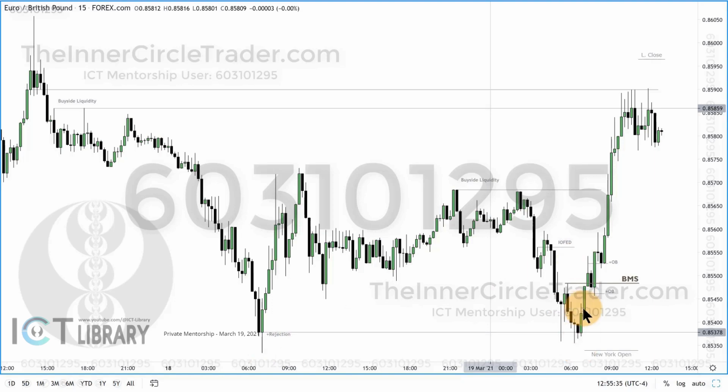Then market runs higher and takes out this short-term high. So this is now a bullish market structure. It trades through a short-term high and then trades back down into a fair value gap and a bullish order block. So we have institutional order flow entry drill and bullish order block.